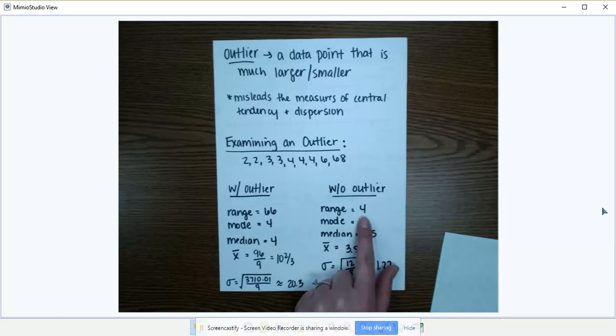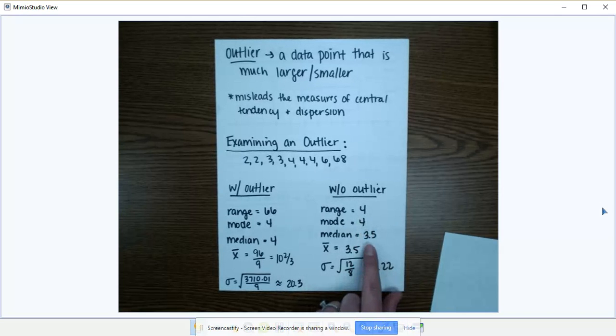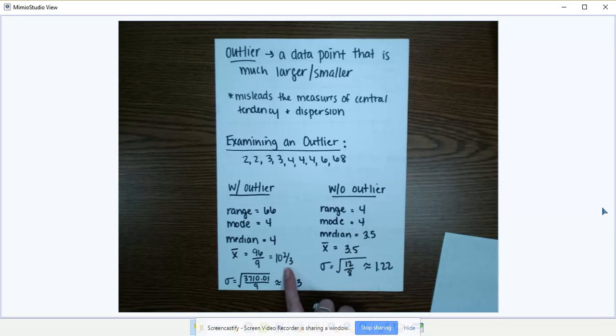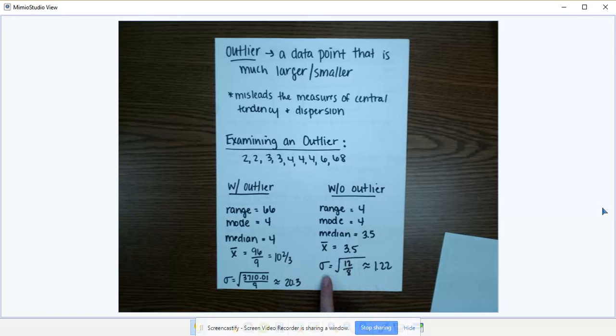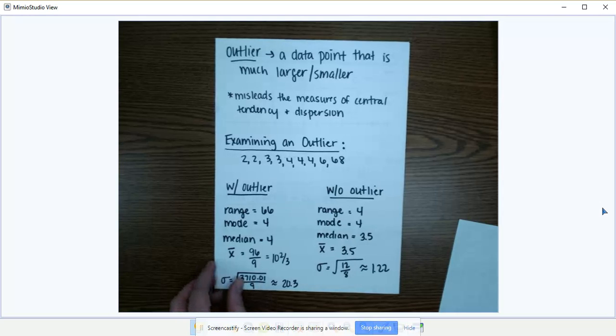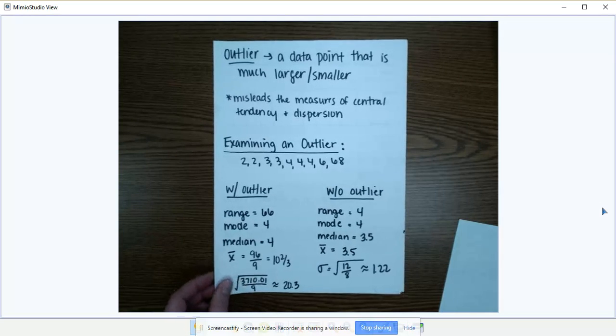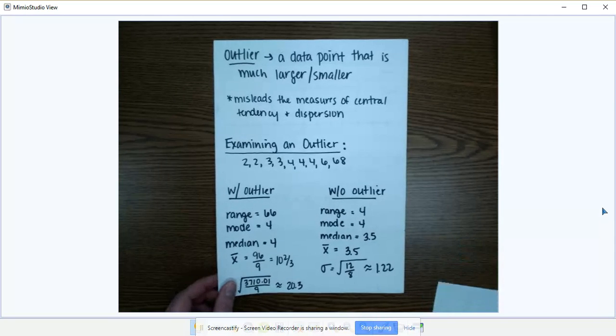Our range is only 4. Our mode is still 4, so that didn't change. Our median is 3.5. Again, the median didn't change very much. Our mean, though, is 3.5. So 10 and 2/3 to 3.5 is a huge difference. And then our standard deviation says that our data values are only on average about 1.25 units away from our mean. So definitely a substantial difference between the two. So when you're examining data points or data sets, just make sure you're aware whether there's an outlier or not, and then just know that it can sway your information some.